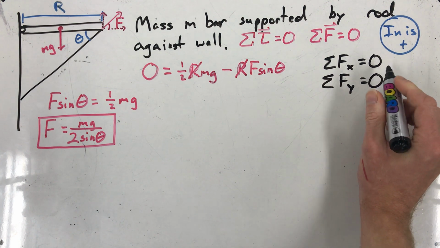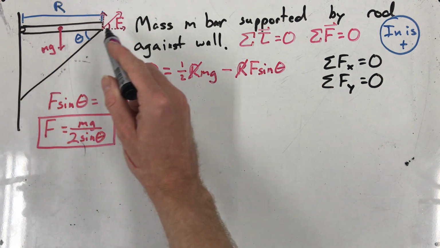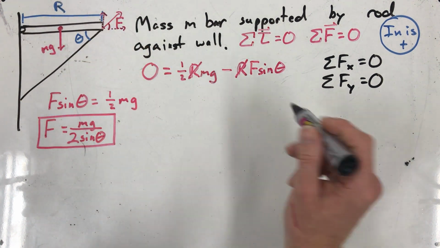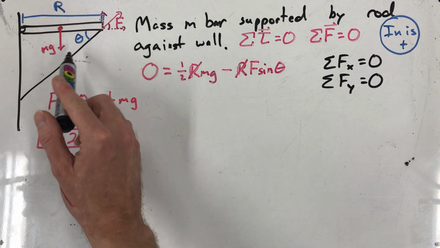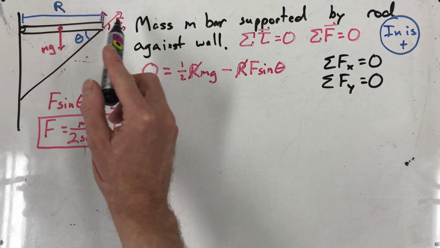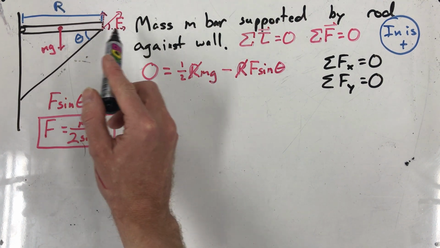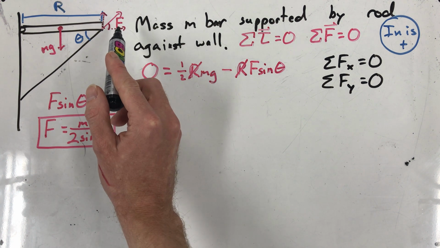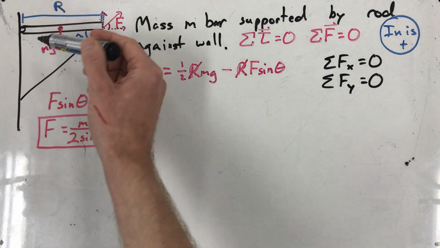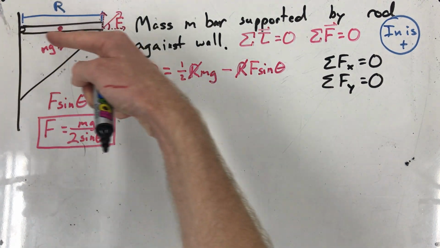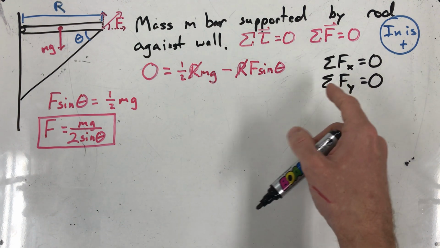I keep misspeaking and saying bar or rod, but we're talking about the bar, this heavy thing on top. So let's think about the x direction. In the x direction, we don't have any force exerted by gravity, but there is one component of this force in the x direction, and that's going to have to be canceled out by this thing. So this hinge is actually going to have a force sort of pulling it against the wall in order for the net force in the x direction to be 0.